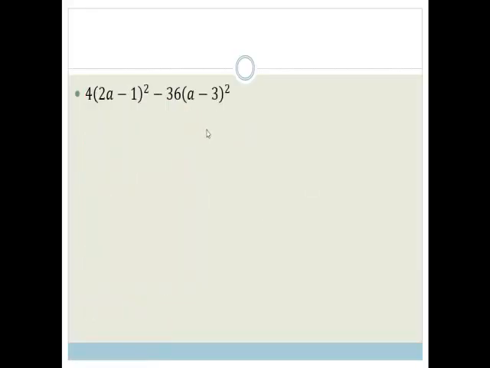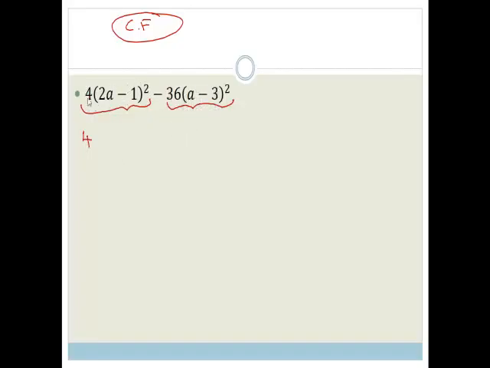Right, now let's do a slightly more complicated one. You can see that these are all getting slightly more complicated as we go. And again, we always look for common factors. It's the first thing we do. And we can see that this is the first term of the expression and this is the second term of the expression. And here we've got 4 and there's 36. So we could take out a common factor of 4. This is 2a minus 1 and this is a minus 3, so they're different.